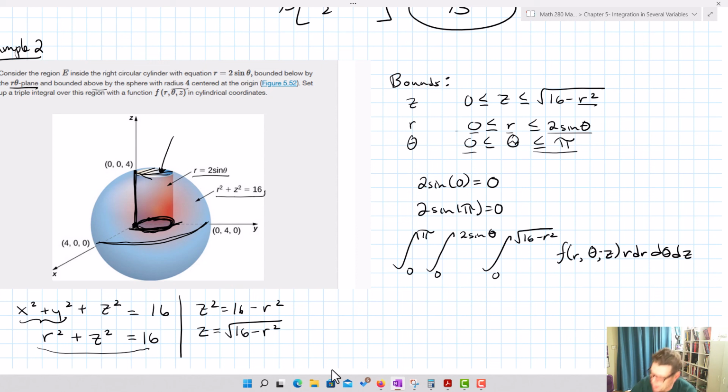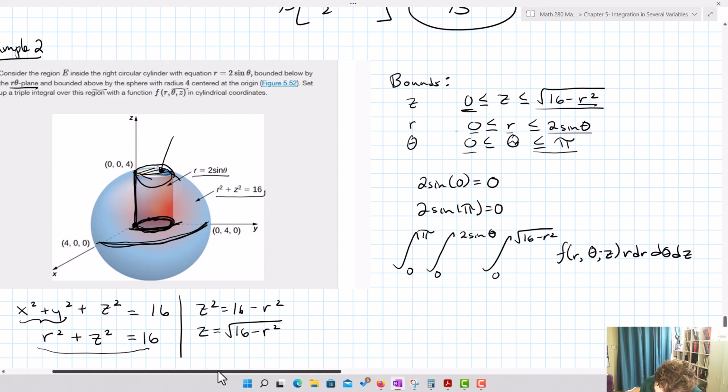So what we did here is we considered the information that we're given. We're going to bound below by the r theta plane. Anytime you're bounding below by the r theta plane, then z is going to be bounded by 0. Then we have a function, and it's actually this sphere here, a sphere that goes all the way around, if you kind of imagine it. And that's going to be the top end for our function.